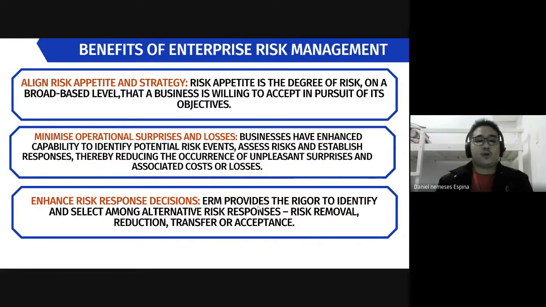Third benefit is it will enhance the risk response decisions. So the ERM provides the rigor to identify and select among alternative risk responses. So we can either remove the risk if it's possible. If not, then probably we can reduce the risk, or we can transfer the risk, or accept if it is tolerable, or the risk is very minimal.